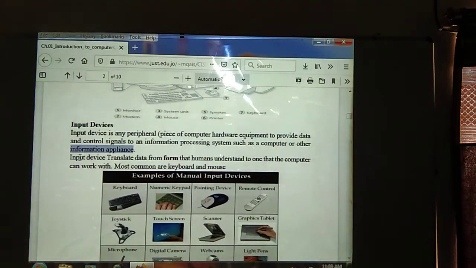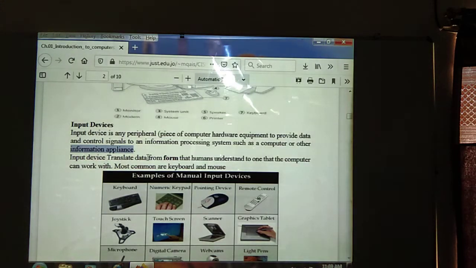What is the meaning here? Whenever we need to enter the data, first we need to connect the input device to our CPU. After that, we need to install the particular drivers of that particular piece of hardware. An input device is any peripheral, a piece of computer hardware; a keyboard is a piece of equipment. Providing and controlling the signals means it should be controlled by the operating system, and we are going to be entering the data. That is the use.